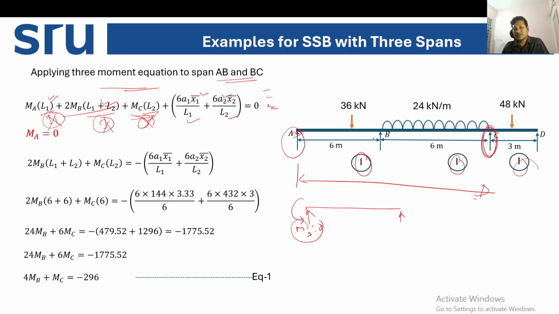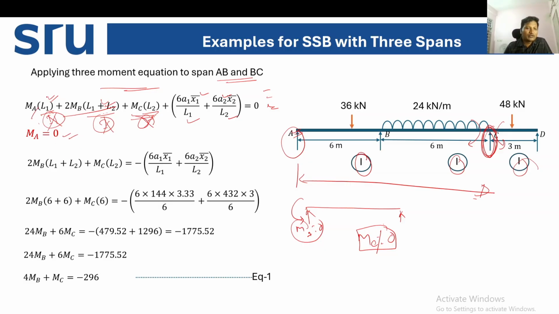So it is an intermediate support. That means there will be some moments developed in the intermediate support. So MC is not 0 here. MC is not 0. So we only have to consider here moment at A is equal to 0. Okay.